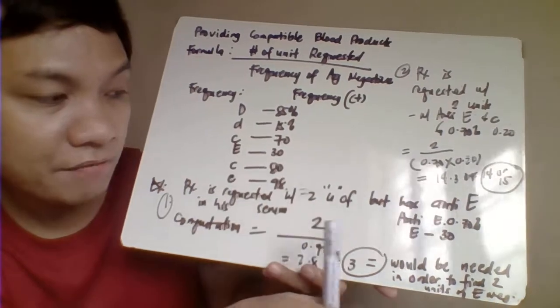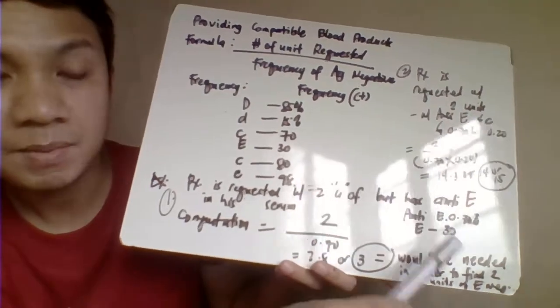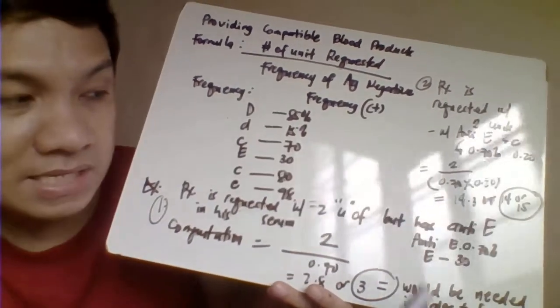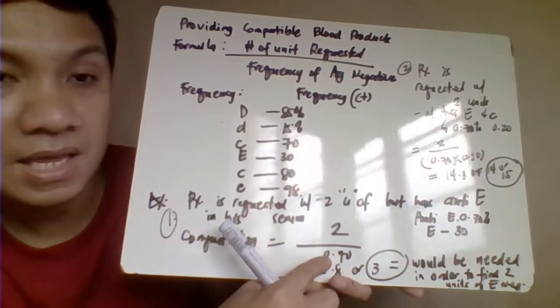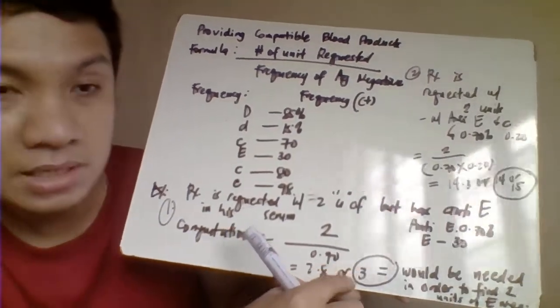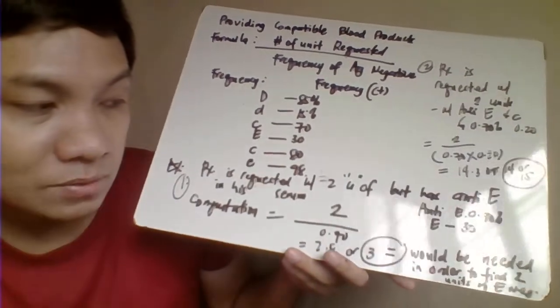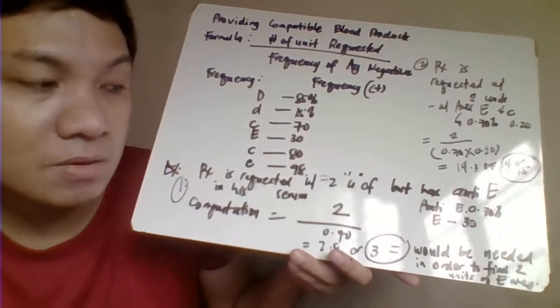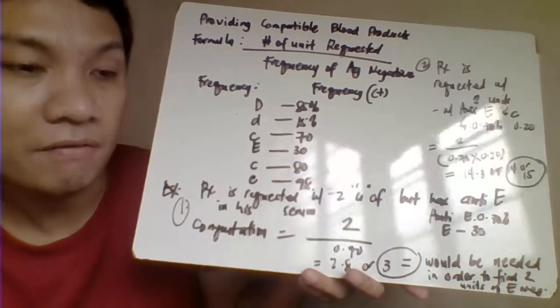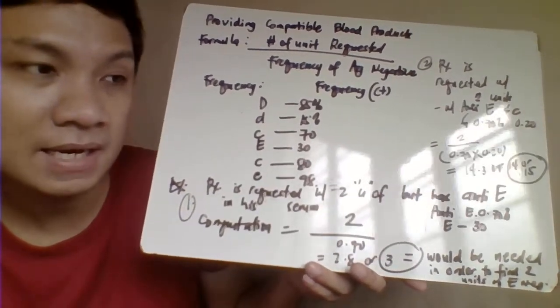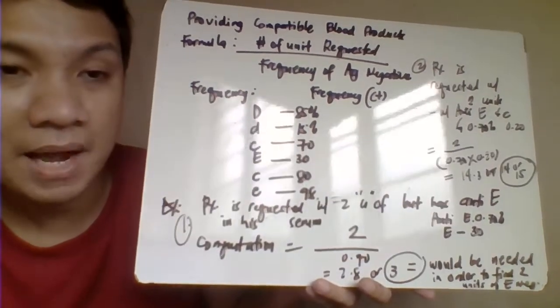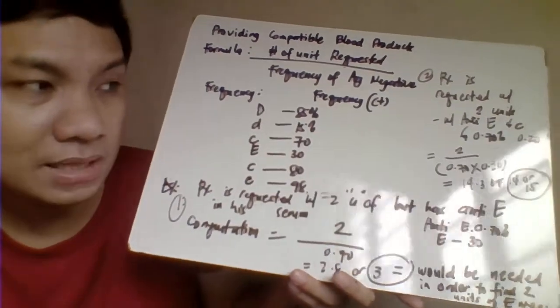Okay, that we would eventually express as a decimal. That's 0.70. Okay, that's 2 over 0.70. That gives you 2.8 or 3. So, 3 units will be needed in order for you to find your patient na negative for the E antigen. So, parang ano na siya, probability.